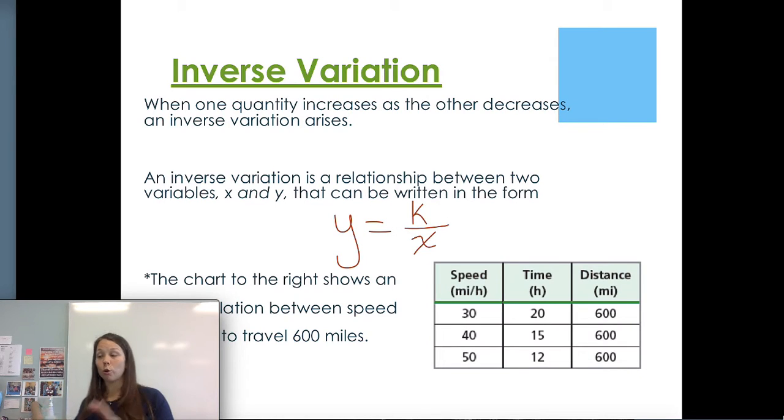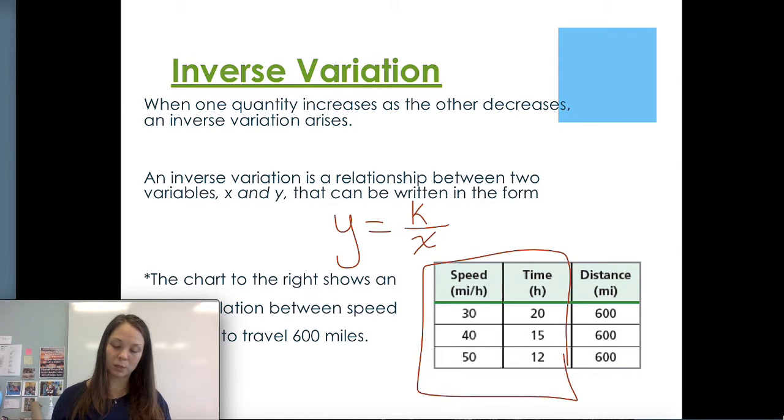So I wanted to show you an example of what inverse variation would look like on a table. Inverse variation on a table would be how the speed and time compare here. As my speed is increasing, my time is decreasing. And so this is an example of inverse variation, because as one of my variables is going up, the other variable is going down or getting smaller.